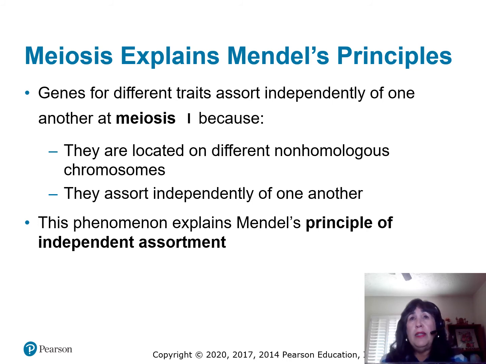So how is it that we can explain Mendel's principles? A lot of it goes back to the specifics of meiosis 1. Genes for different traits assort independently in meiosis 1 because they're located on different non-homologous chromosomes. So remember how they separate. The purpose of meiosis 1 was to separate homologous pairs. Depending on which pole they went to depends on where you see the trait. This is called the principle of independent assortment, and this affects segregation.